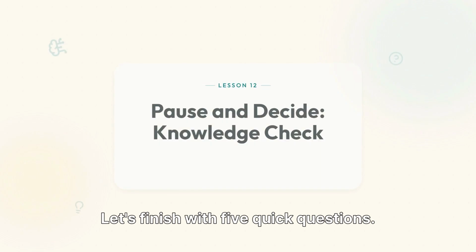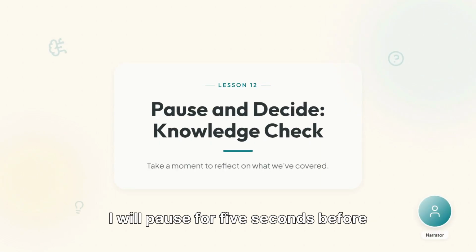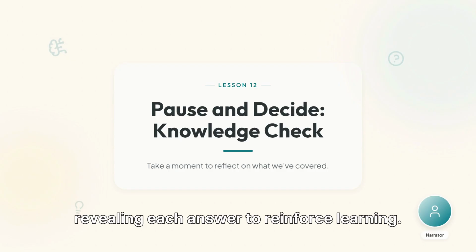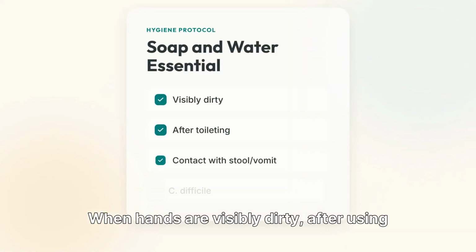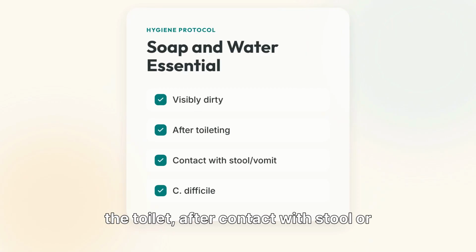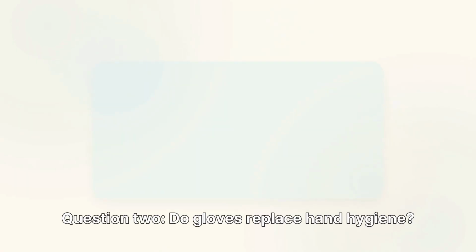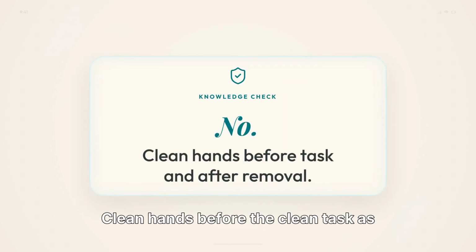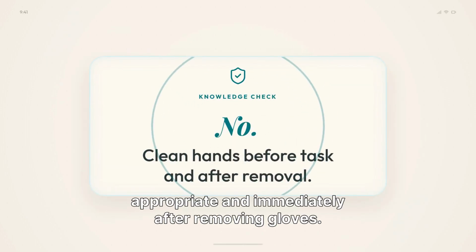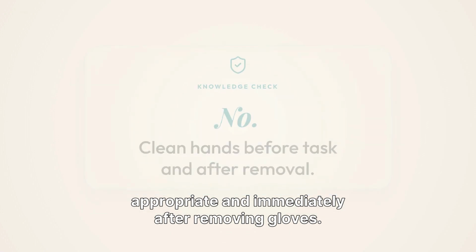Let's finish with 5 quick questions. I will pause for 5 seconds before revealing each answer to reinforce learning. Question 1. When is soap and water essential? When hands are visibly dirty, after using the toilet, after contact with stool or vomit, and when caring for C. difficile. Question 2. Do gloves replace hand hygiene? No. Clean hands before the clean task as appropriate, and immediately after removing gloves.